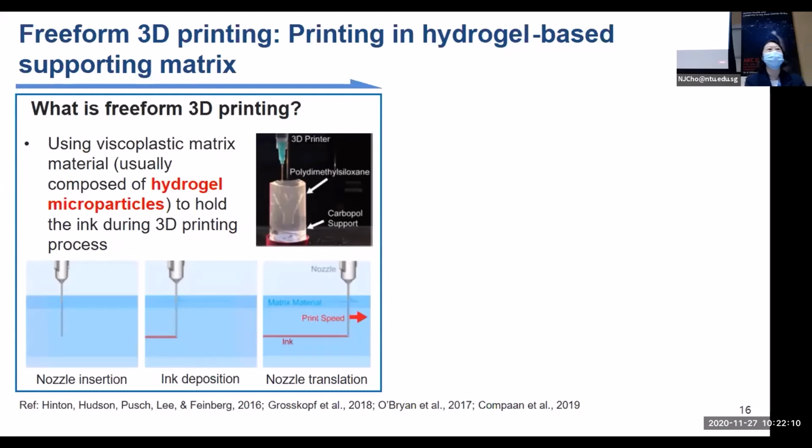Freeform 3D printing is a recently developed 3D printing method. We don't touch any hardware, but we design the 3D printing system with soft materials to make the soft material printable. What you do is create a supporting matrix, and then you print the material within this supporting system. Hydrogel microparticles are one of the most popular ways to produce this supporting matrix system. Then you print your own material into this hydrogel matrix.